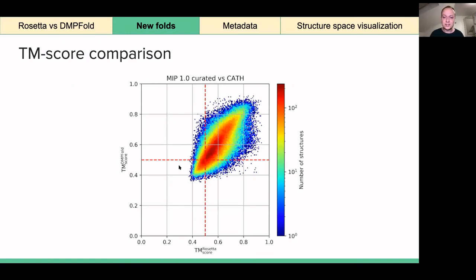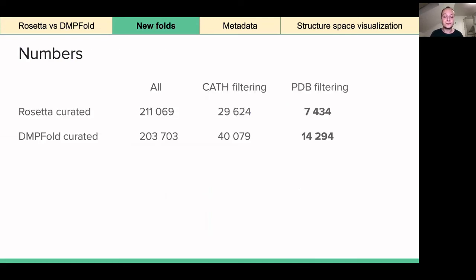And this is what this space now looks like as compared to CATH. You can see that the majority of models coming from both methods are indeed quite similar to already known folds and already known structures. But this bottom left lower quadrant is really interesting to us. This is a space where both DMPfold on the y-axis and Rosetta on the x-axis identify structures as not similar to CATH and therefore as putative new folds.